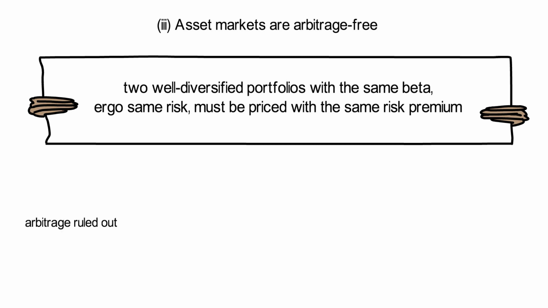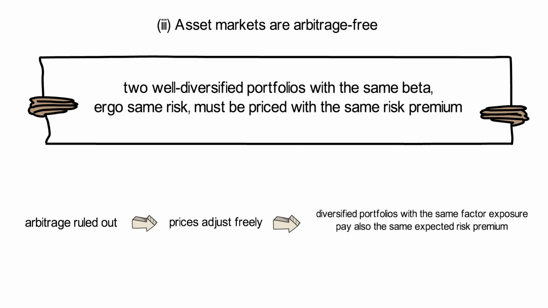So as arbitrage is ruled out by assumption, it means prices adjust freely so that diversified portfolios with the same factor exposure do also pay the same expected risk premium.